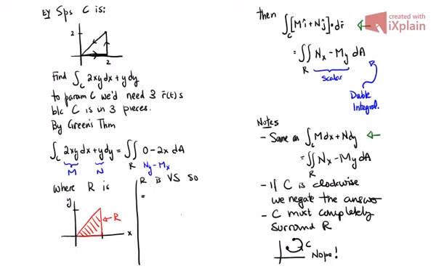So x goes from 0 to 2. Remember, this was 2, and this top line is y equals x, because it goes up to 2, 2. So 0 to 2, 0 to x, negative 2x, dy dx. That's a really, really nice integral to do, right? That's a really quick integral. So let's just do it quick.